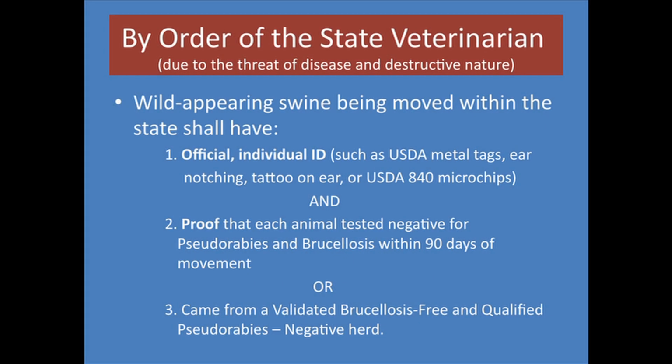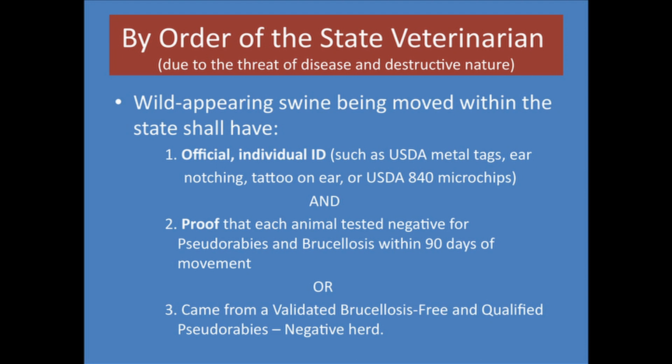The state of Tennessee has posted new regulations for wild-appearing swine. It reads, by order of the state veterinarian, due to the threat of disease and destructive nature, wild-appearing swine being moved within the state shall have, number 1, official individual ID, such as USDA metal tags, ear notching, tattoo on the ear, or USDA 840 microchip.